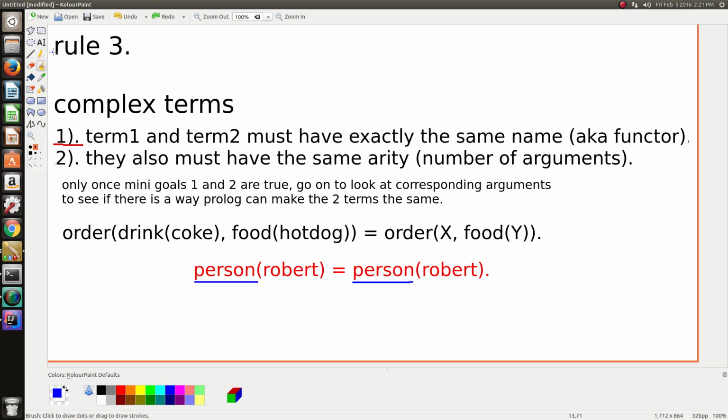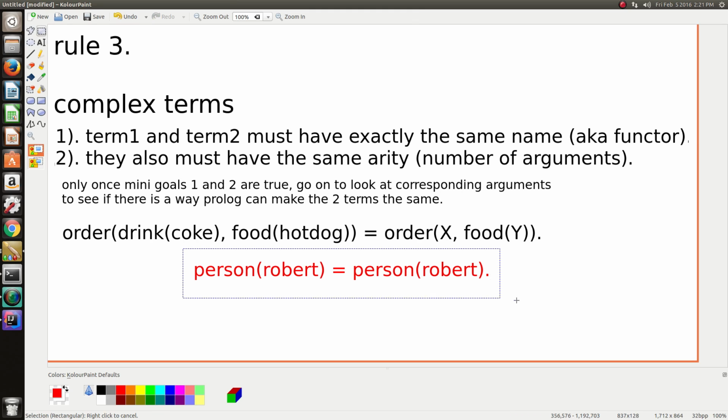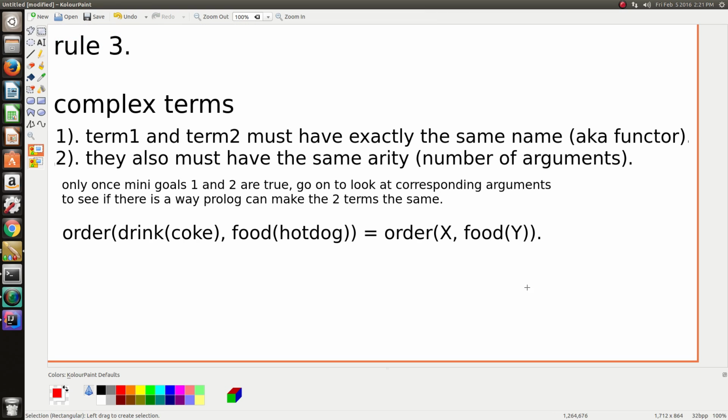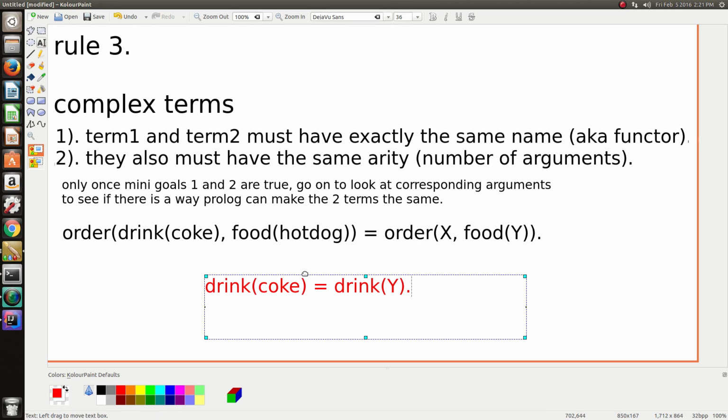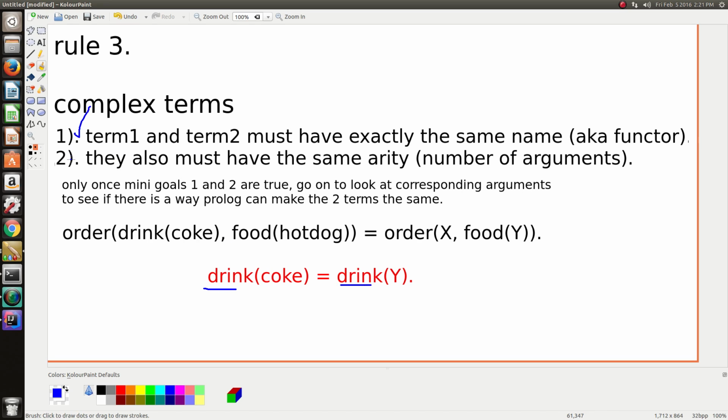And to move on to another example involving a variable, it's pretty much the same process. I'll just remove this. So with a variable in Prolog, it's just a matter of walking through the mini goals. So do they have the same name? Drink and drink. Yes. Mini goal 1 done. Mini goal 2, same arity, same number of arguments. Coke is one argument, Y is one argument. So they both have one argument.